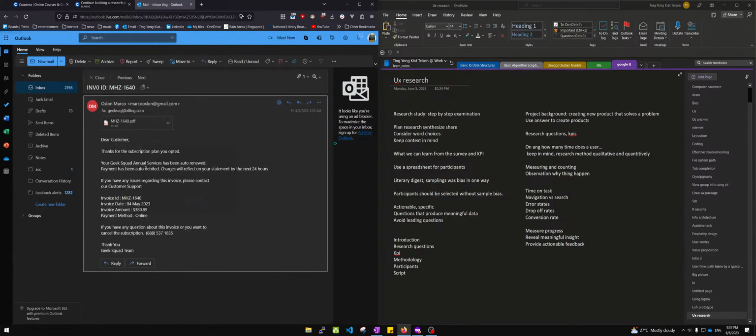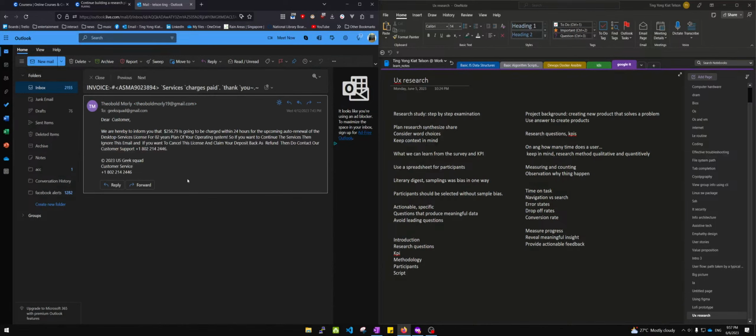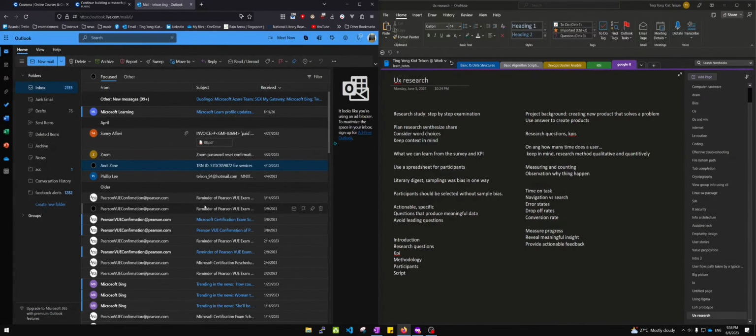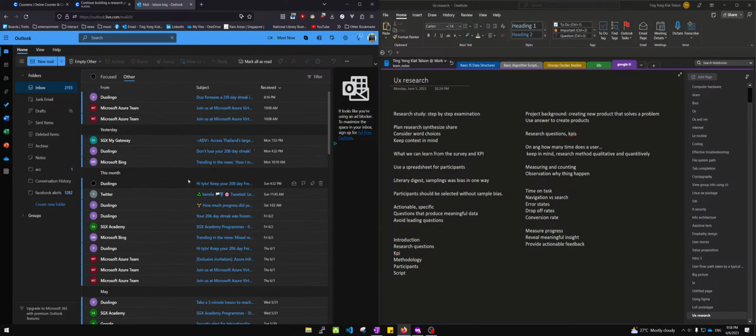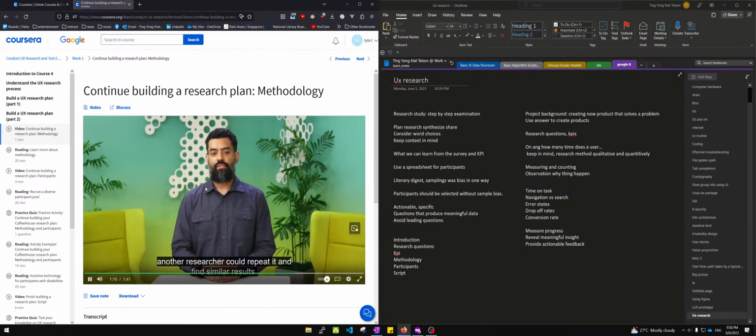There are a few reasons why you want to include methodology in your research plan. First, the methodology informs your stakeholders of what will happen during the study, how long the study is, and where it will take place. Second, detailing your methodology will give stakeholders more confidence in your study's results because they can see all of the steps. This makes it more likely they'll act on your suggestions. Finally, the methodology provides the details that other researchers need to repeat the exact same study in the future. In order for your research to be reliable, you need to document it in a way that another researcher could repeat it and find similar results.